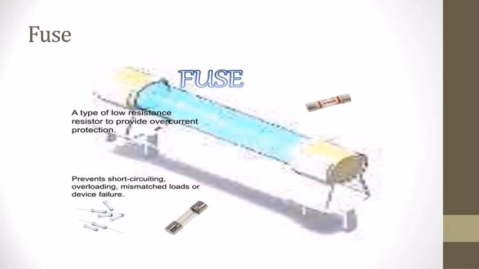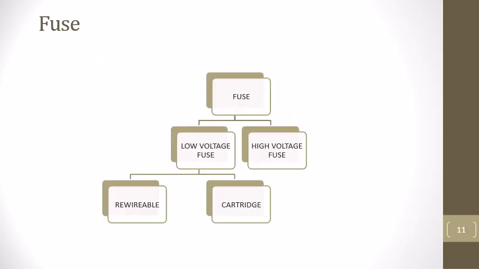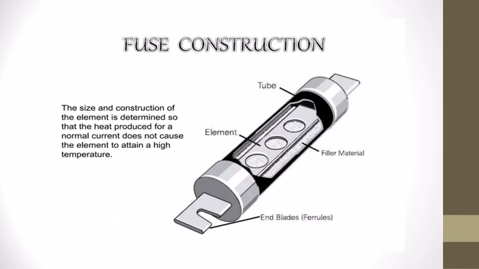Then fuse, a type of low resistance resistor to provide overcurrent protection. It prevents short circuiting, overloading, mismatched loads or device failures. Next is the types of fuse. One is low voltage fuse, another one is the high voltage fuse. The low voltage fuse is again classified as rewirable and cartridge.